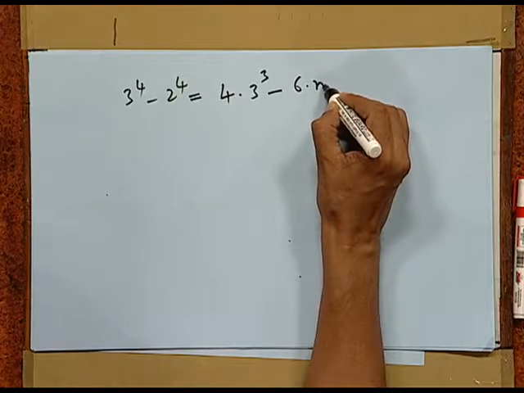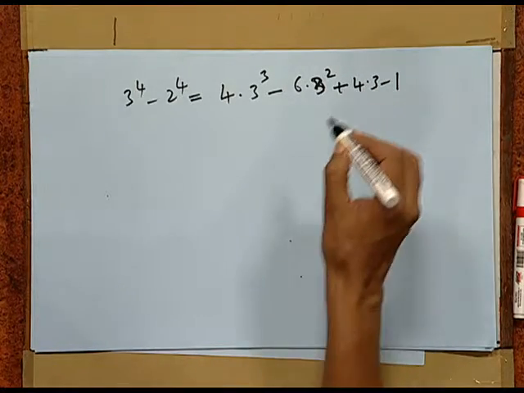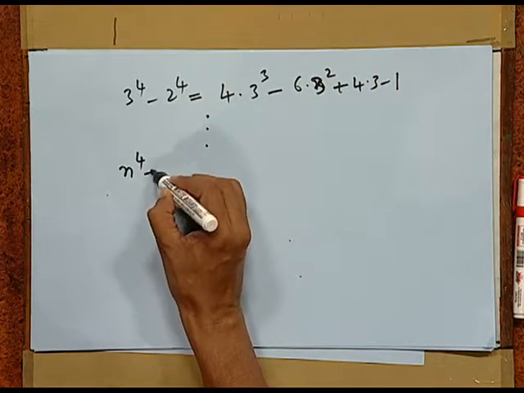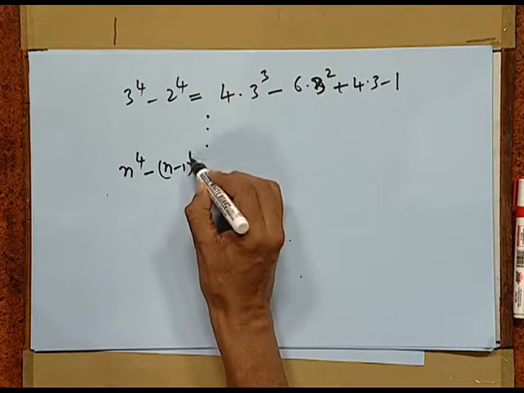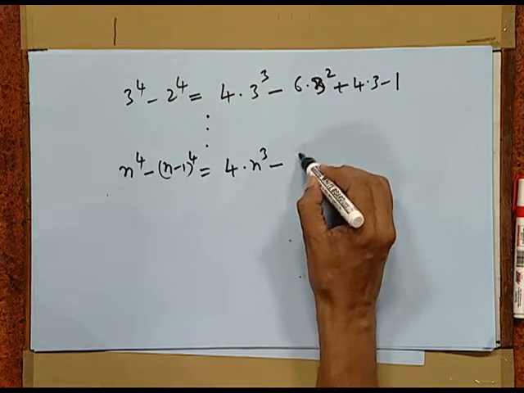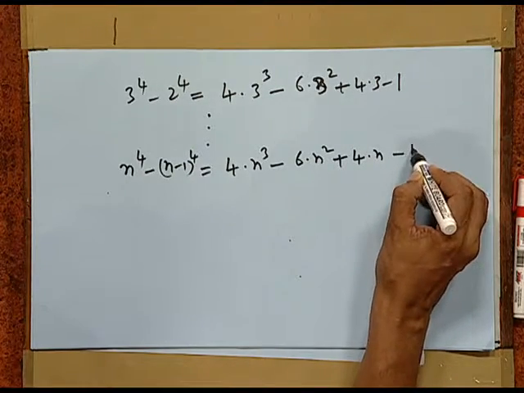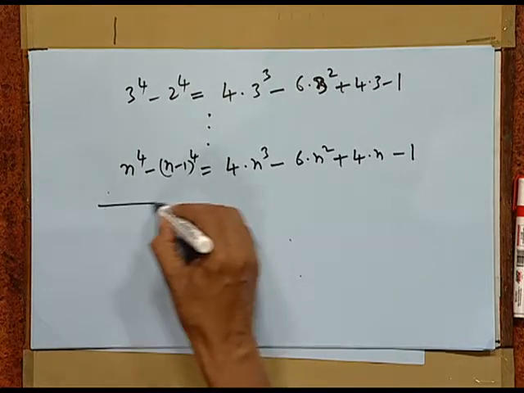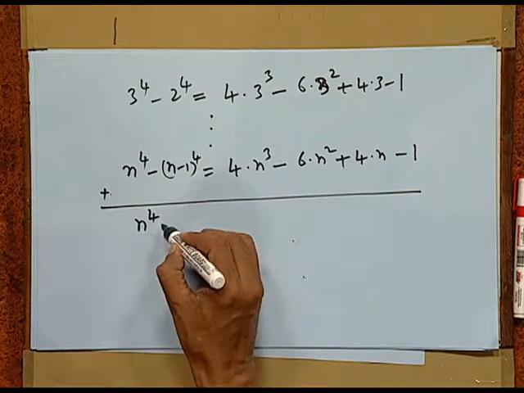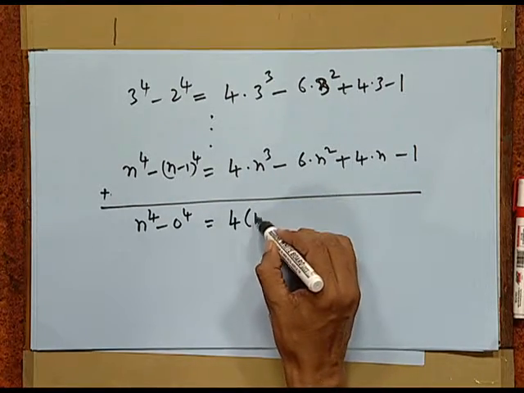We have 3 power 4 minus 2 power 4 is equal to 4 times 3 cube minus 6 times 3 square plus 4 times 3 minus 1, and so on. So, eventually we have n power 4 minus n minus 1 power 4 equal to 4 times n cube minus 6 times n square plus 4 times n minus 1.